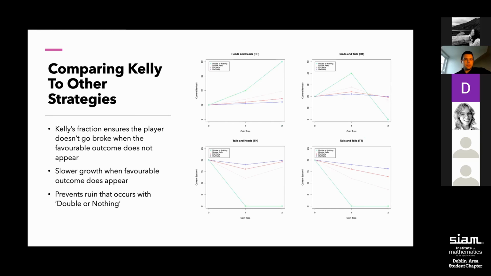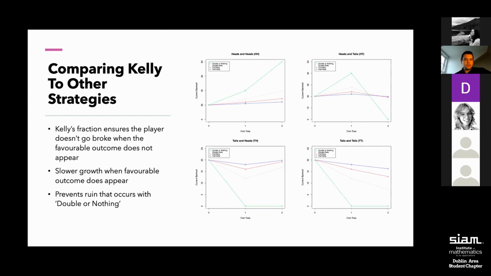Although there is more variability in double Kelly, it's still a much safer option than other strategies, for example, double or nothing. This is where you bet your entire bankroll on the favourable outcome each time. And each time that outcome appears, you double your current bankroll. And as soon as the unfavourable outcome appears, you lose everything and you go to ruin. So while this does significantly increase your wealth when the favourable outcome appears, as soon as that doesn't happen, you lose everything.